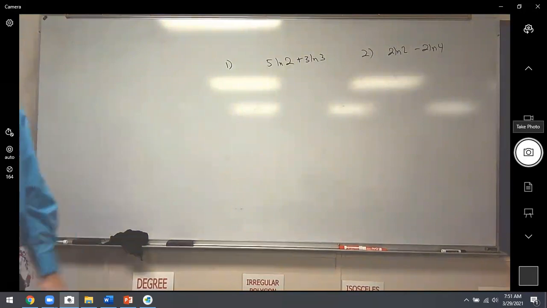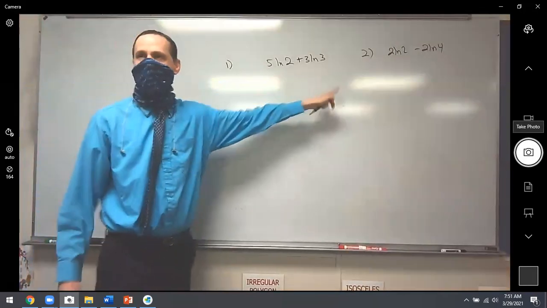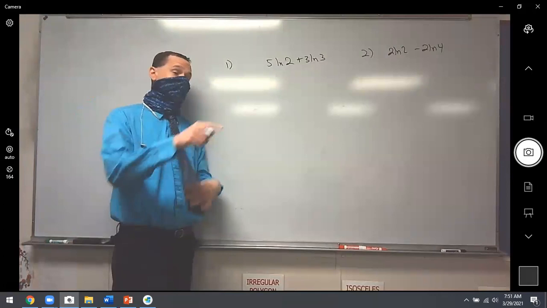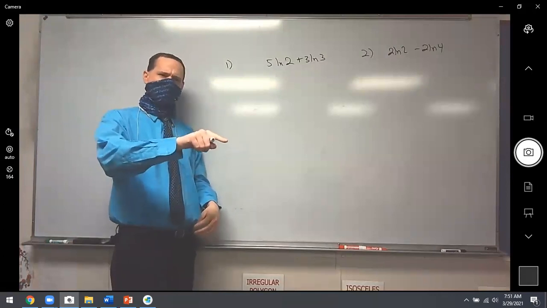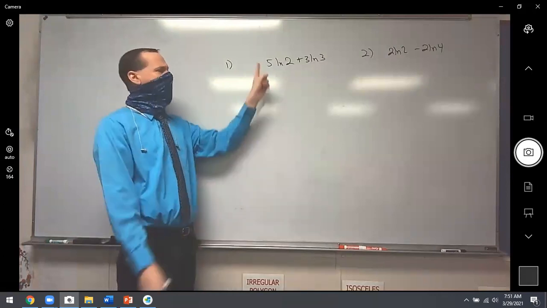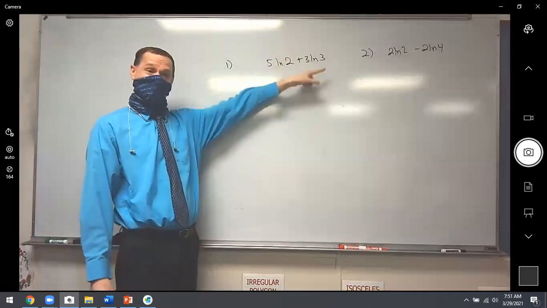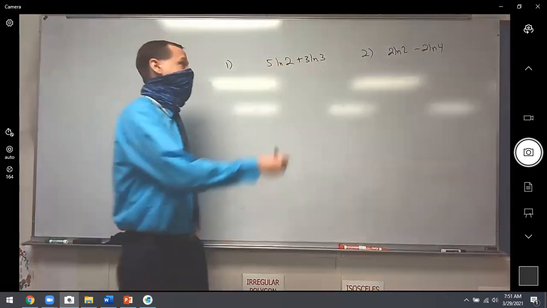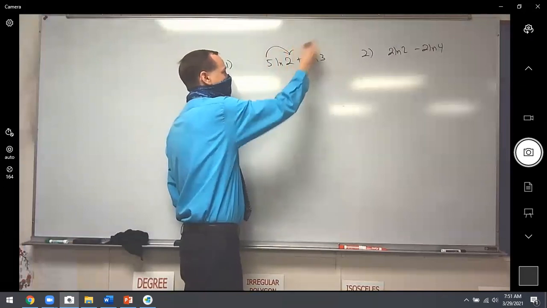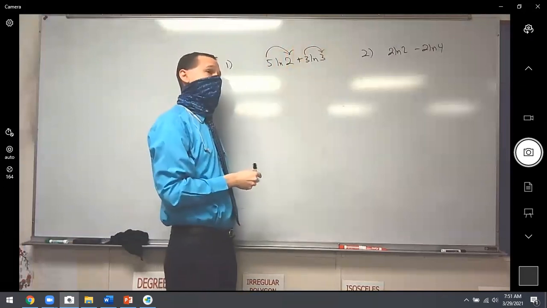Number one says, 5 natural log of 2 plus natural log of 3. Right off the bat, you had two steps for condensing. Do you remember what they were? The first one is to bring the coefficients back in as exponents. That's the first thing you do when you're condensing. There's a 5 in front of this one and a 3 in front of this one, so we're going to bring those back in as exponents.